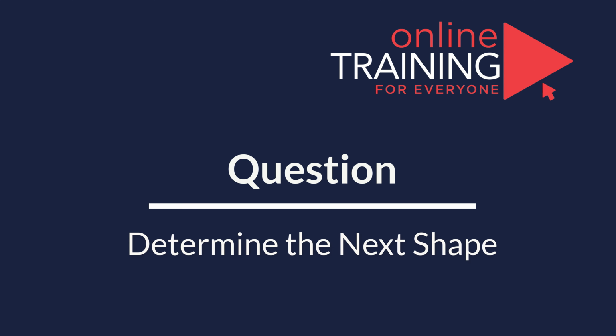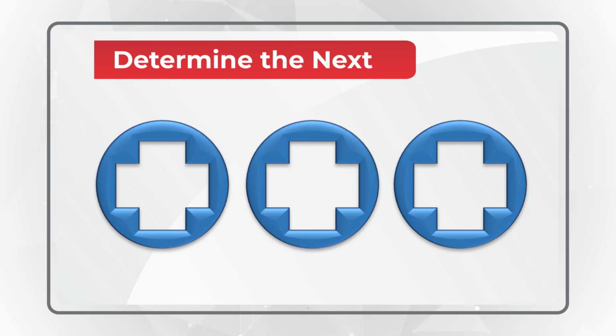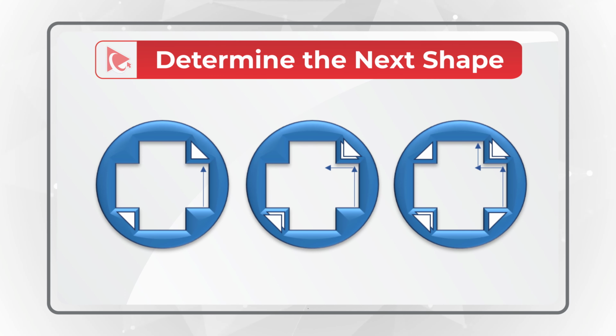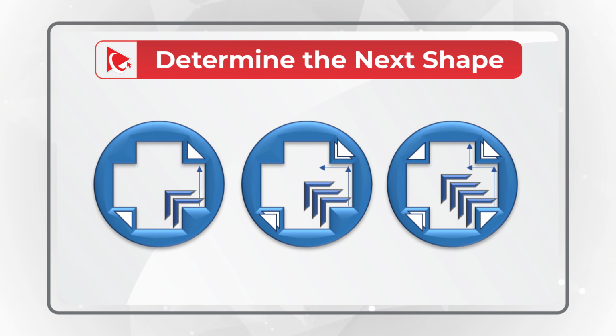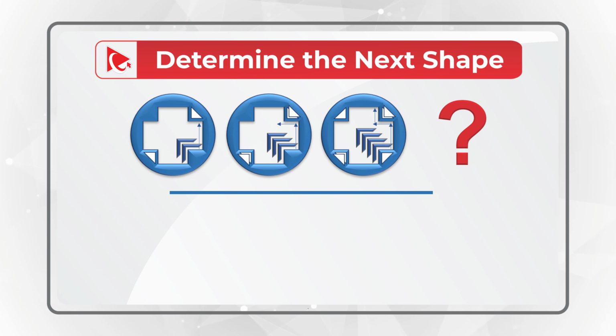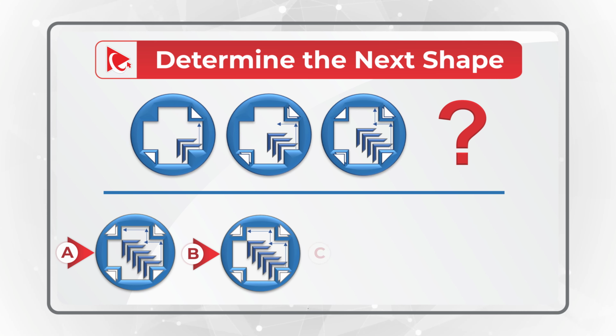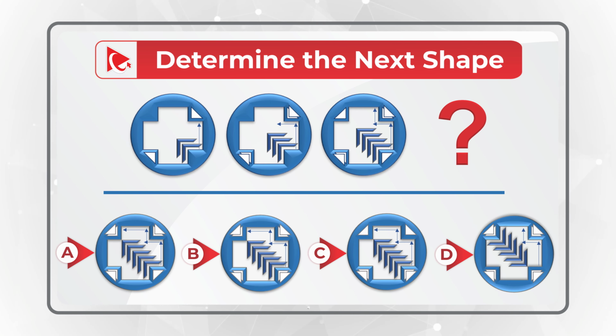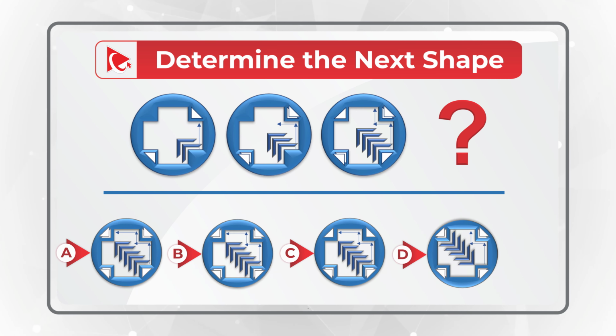Here's an amazing question where you need to find the next shape in the sequence. You're presented with the series of circles. Circles are of a different configuration and have a variety of different shapes inside. You have 4 different choices to choose from. Choices A, B, C, and D. Take a close look to see if you can come up with the solution.